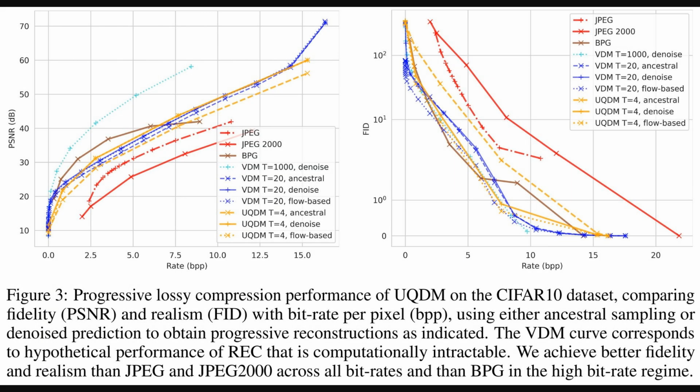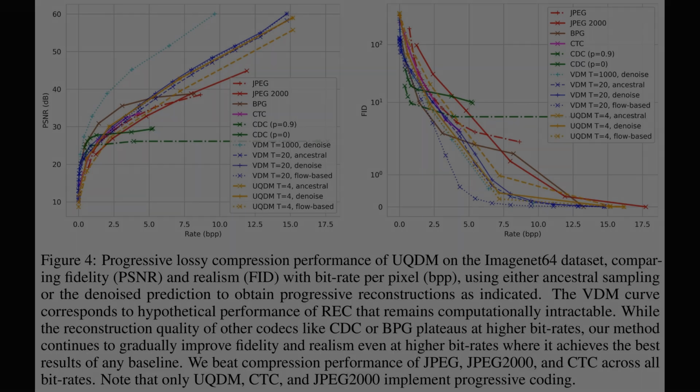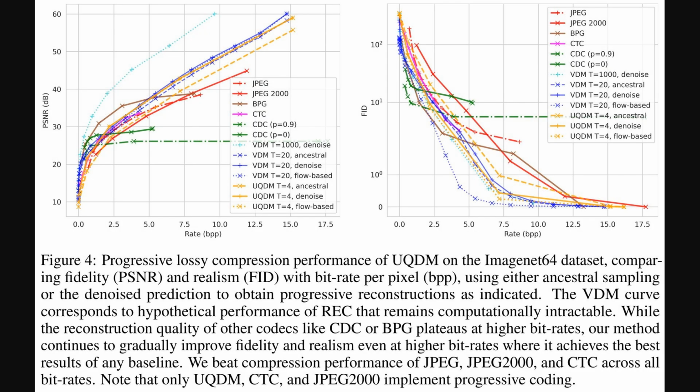Building on those toy examples, Figure 3 now shows the progressive compression performance on a more standard dataset, CIFAR10. We see 2 plots here. On the left is fidelity measured by PSNR versus bitrate, and on the right is realism measured by FID versus bitrate. Okay, so UQDM, specifically using t equals 4 steps, is compared against JPEG, JPEG 2000, BPG, and also that theoretical VDM. It looks like UQDM beats JPEG and JPEG 2000 pretty handily, and even surpasses BPG's PSNR at higher bit rates.